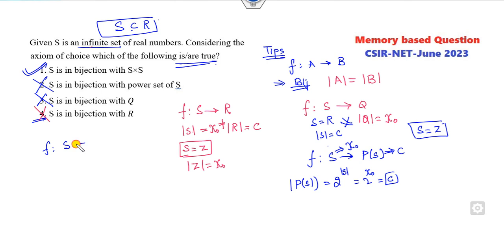What is the meaning of that? If you consider here, if I consider the cardinality of S as aleph-naught, say Z, what is the cardinality of this? It is again aleph-naught into aleph-naught, which is the same. So what is the meaning of that? This is my bijective map.